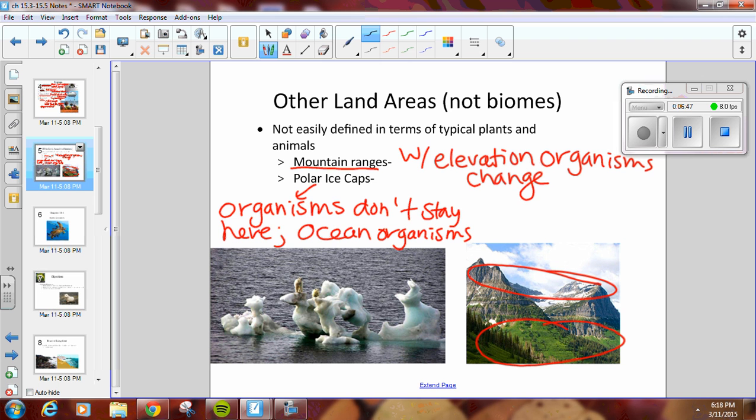So a lot of animals would be like the seals. Seals are more of an ocean creature and they just stay on the ice caps when they need to. Or polar bears. Polar bears are usually in the tundra, but they stop by. So those were the main land biomes, and then a few that don't really fit into one category or another.